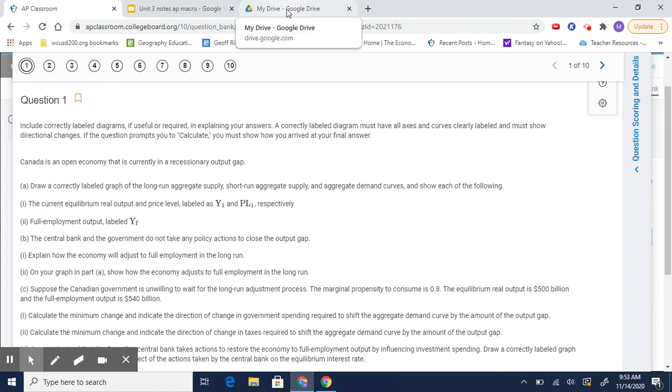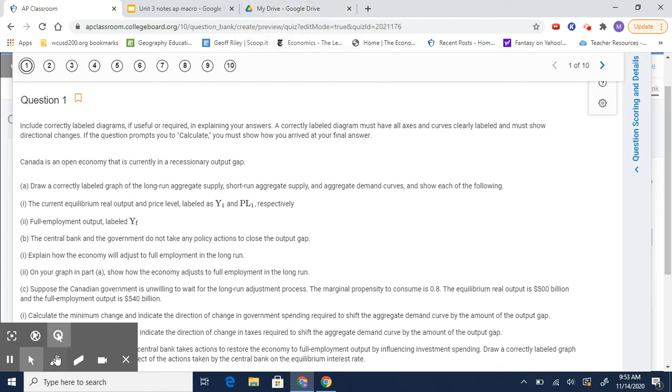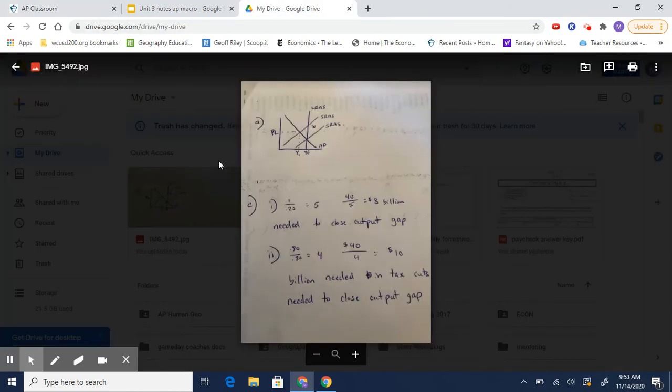Well, at first, Canada is in an open economy. They're in a recessionary gap. That's important. You want to underline key things that you should be able to use when you graph it. Okay? You have to draw a graph. You make sure you have Y1 and PL1 for your short run equilibrium. There's your long run equilibrium. And here's what your answers should look like for A and parts C1 and C2.